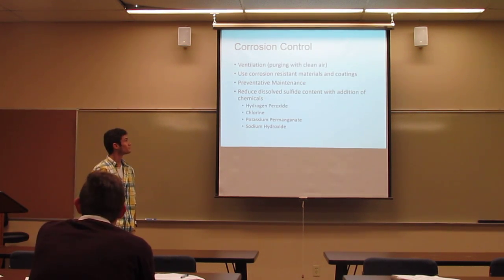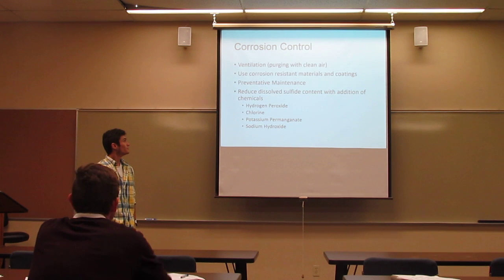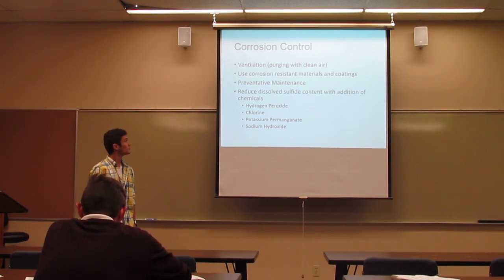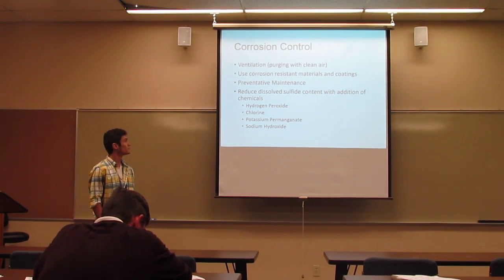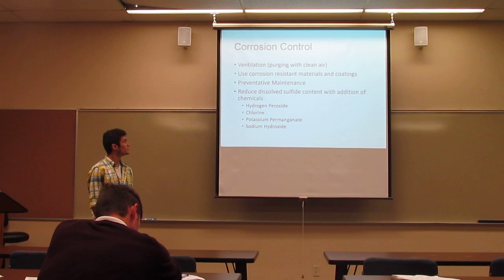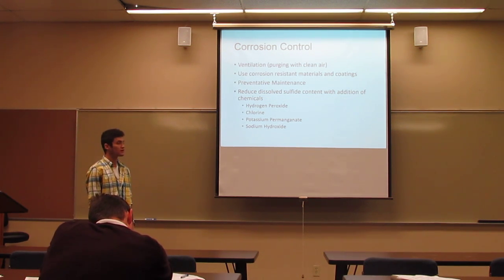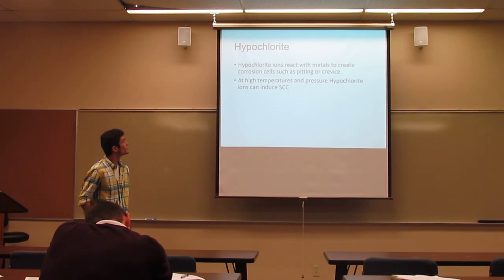Corrosion control: ventilation, purging with clean air, use of corrosion-resistant materials and coatings, preventative maintenance, reduce dissolved sulfide content with addition of chemicals like hydrogen peroxide, chlorine, potassium permanganate, and sodium hydroxide.